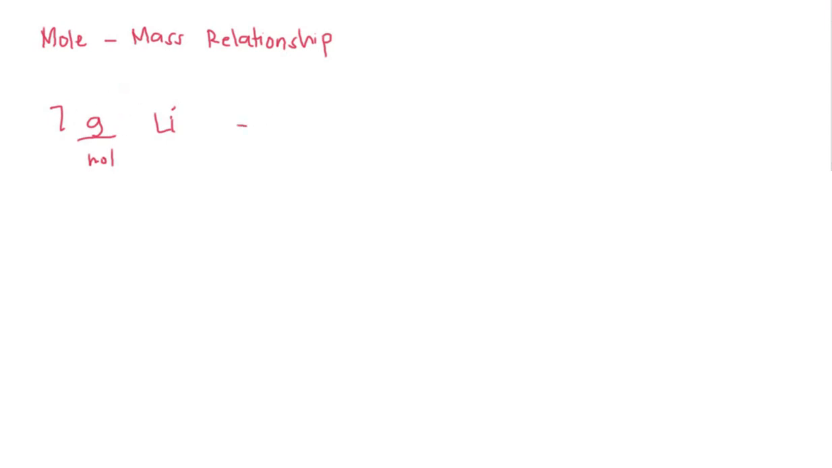Now, what is the difference between the mass in grams and the molar mass? Let me first explain the molar mass. It means that for every 1 mole, there is an equivalent approximate value of 7 grams. So for every 1 mole, there is an equivalent value of 7 grams of lithium.